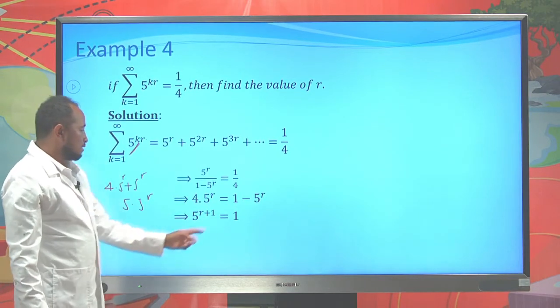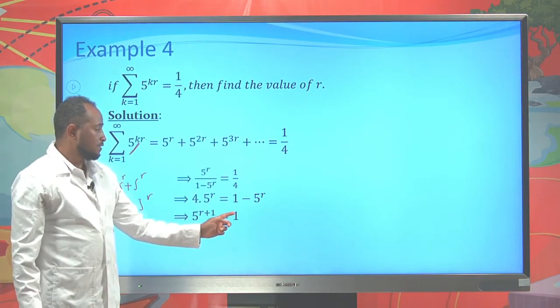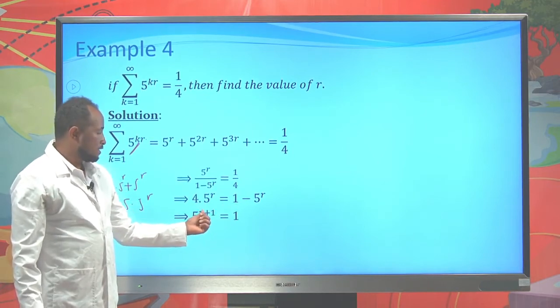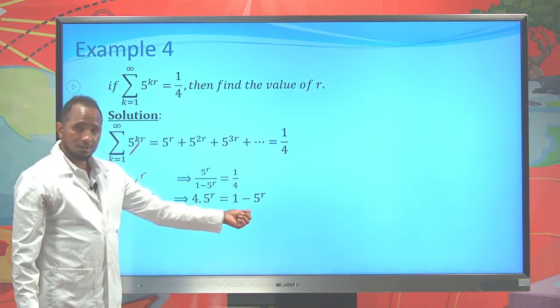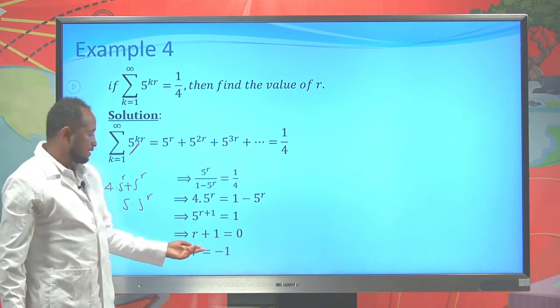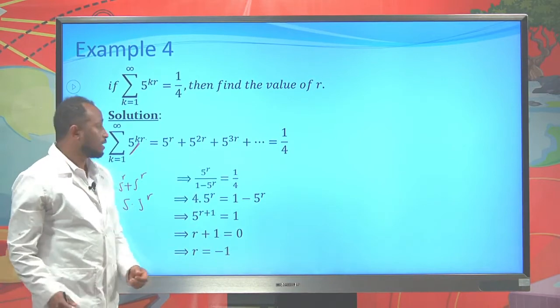From this I can write 1 in the form of 5 to the power of 0. So this implies that r plus 1 is 0. Therefore, r plus 1 is 0. So the final answer will be this: r is equal to negative 1.